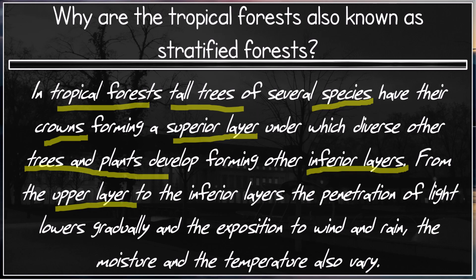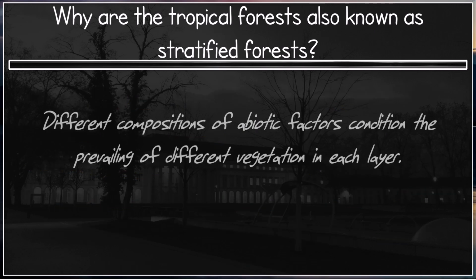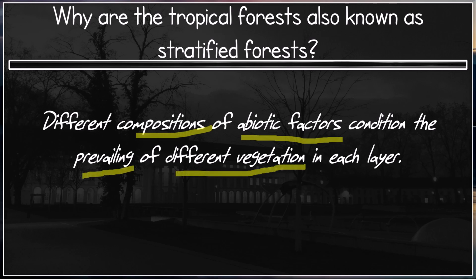From the upper layer to the inferior layer, the penetration of light lowers gradually, and so does exposition to wind and rain. The moisture and the temperature also vary. Different compositions of abiotic factors condition the prevailing of different vegetation in each layer.